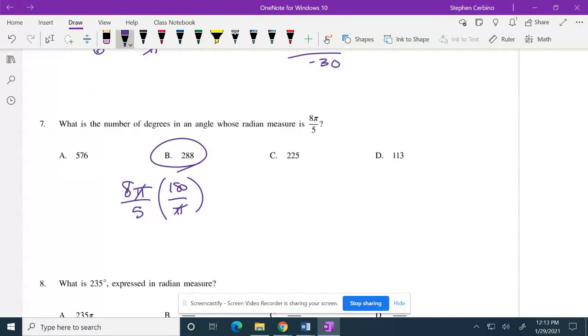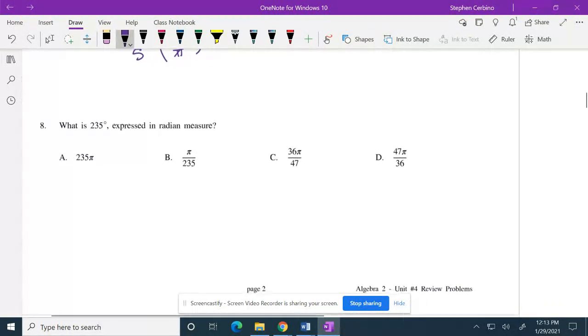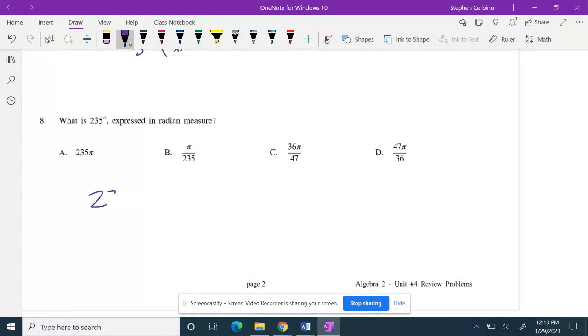For number 8, we're converting from degrees to radians this time. So when we do this conversion, we're going to take the 235, and this time we're going to multiply it by pi over 180. Again, knowing which conversion to use when. So if I do this, I'm going to get 235 pi over 180. Now we just have to reduce this fraction.